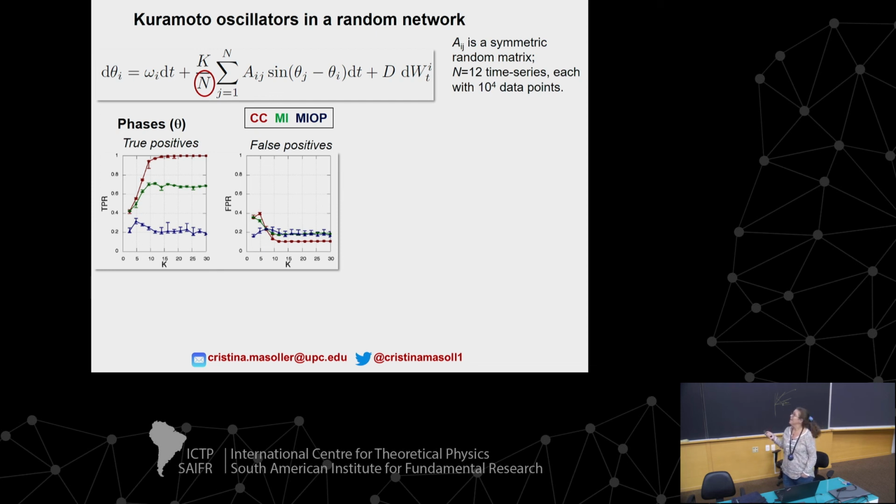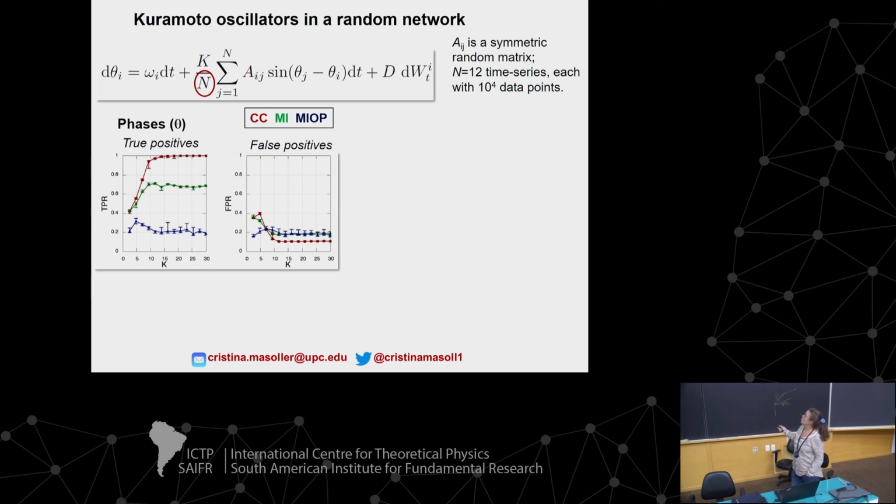Okay, of course, to detect the oscillators, they need to be coupled. So if they are not, if the coupling is not good, we don't see them, but we can get the true positives almost to 1 with the cross-correlation.